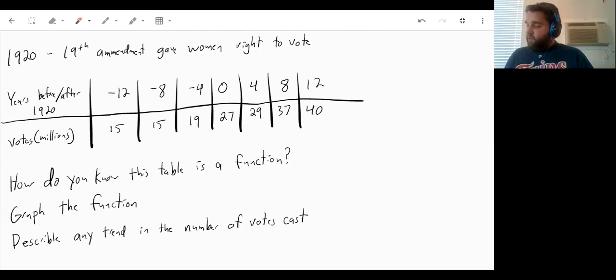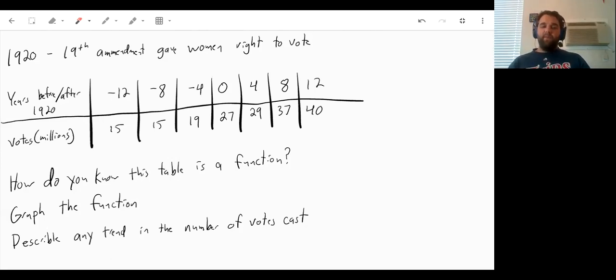In 1920, the ratification of the 19th Amendment to the United States Constitution gave women the right to vote. The table shows the number to the nearest million of votes cast in presidential elections, both before and since women were able to vote. And I did provide that table for you here.